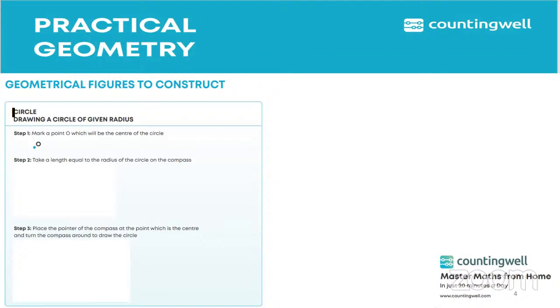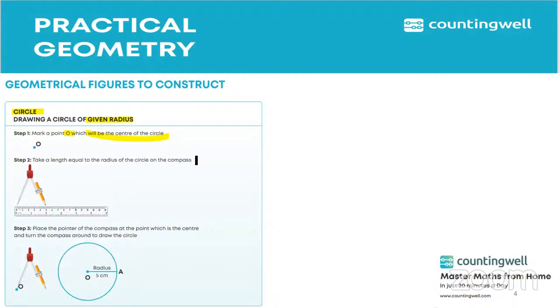Let us see how to draw a circle when its radius is given. So first of all, we have to mark a point O, which will be the center of the circle. Then we will take a length equal to the radius of the circle on the compass. For example, if you are asked to draw a circle of radius 5 centimeter, you have to take a length equal to 5 centimeter on the ruler by using a compass. Then you have to place the pointer of the compass at the point which is at the center and turn the compass around to draw the circle.